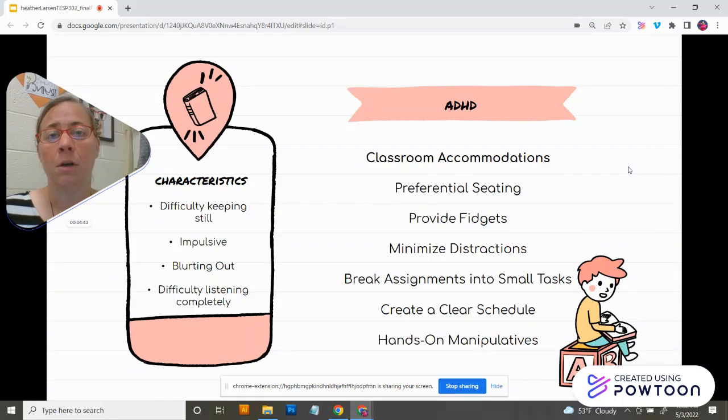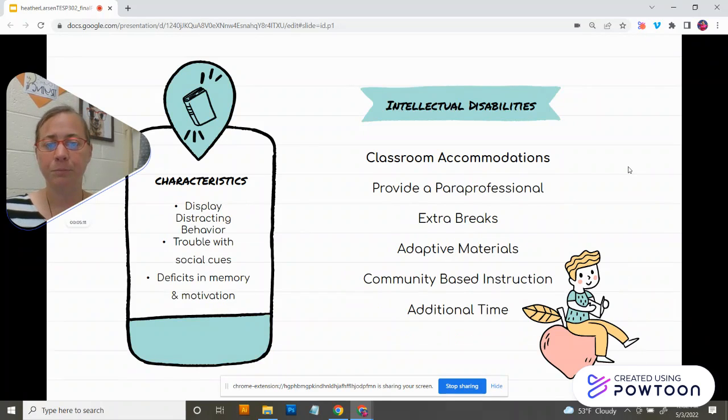ADHD is another disorder we discussed. These students have difficulty keeping still, they're impulsive, they blurt out, and they have difficulty listening to the complete set of directions. For these students, providing non-distractive spaces to learn, giving them small breaks so that they can move around and fidget, a clear schedule, and providing things like fidgets so they can have their hands moving and doing things that they're used to doing, but still paying attention and learning.